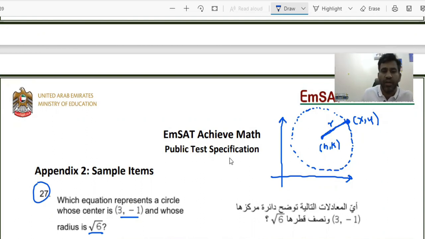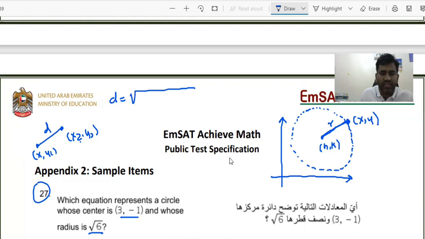And what does the distance formula say? Let me write it. If this is a line segment in the xy plane, I can take this as (x1, y1) and this as (x2, y2). How do I find the length of the line? If d is the length of the line, the distance formula says d is the square root of (x2 minus x1) squared plus (y2 minus y1) squared.